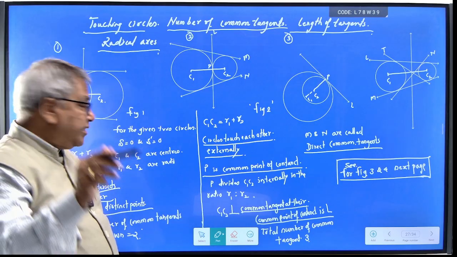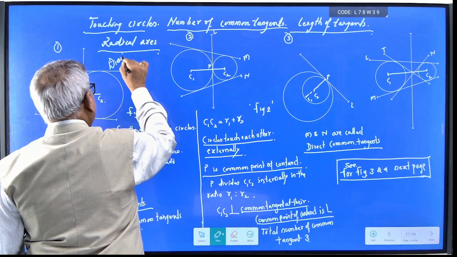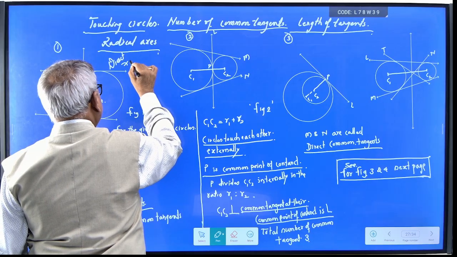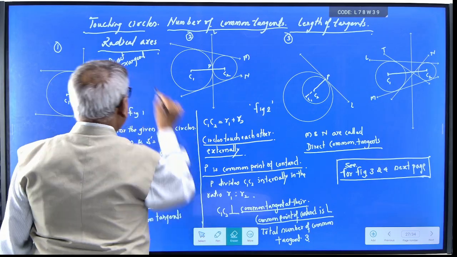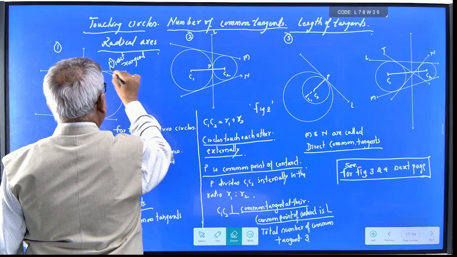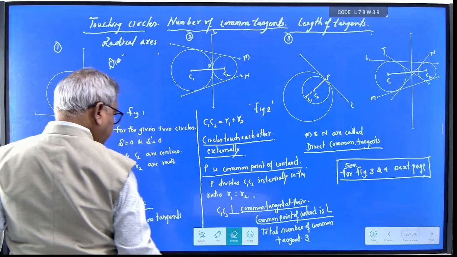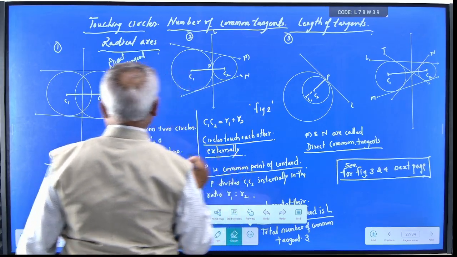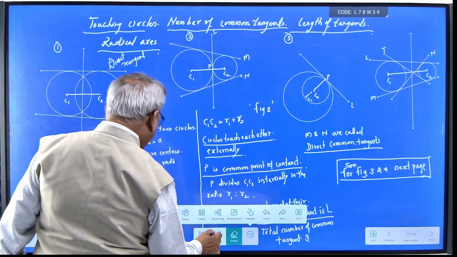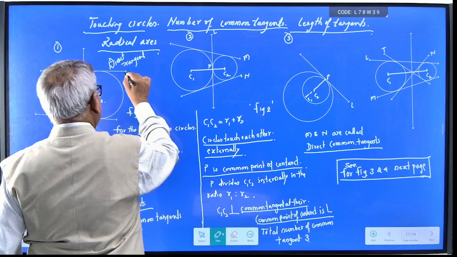These 2 tangents are called direct tangents. These are two.